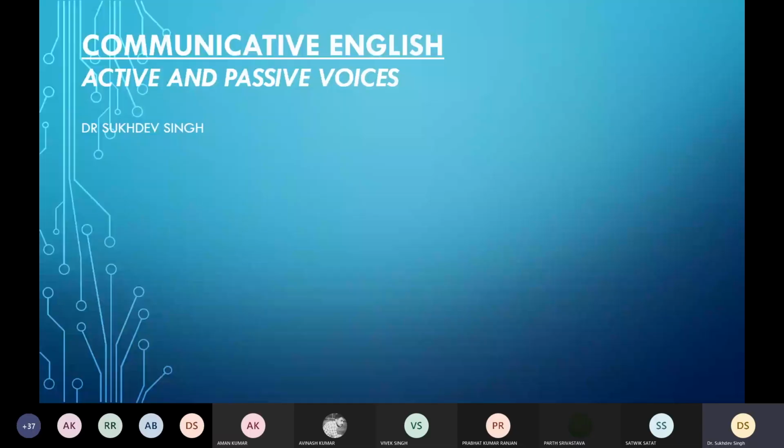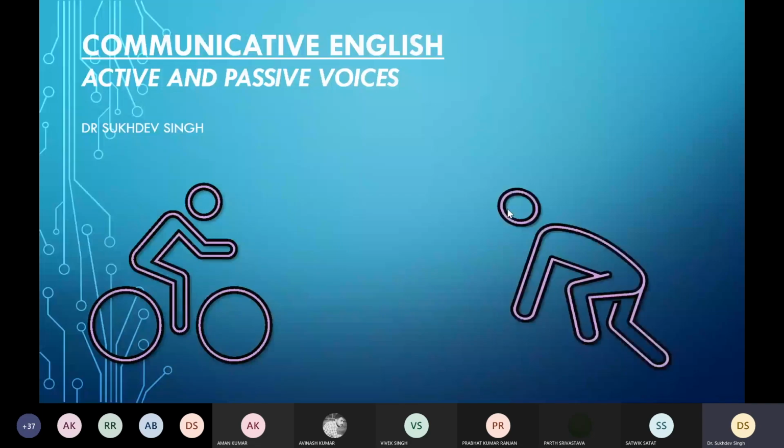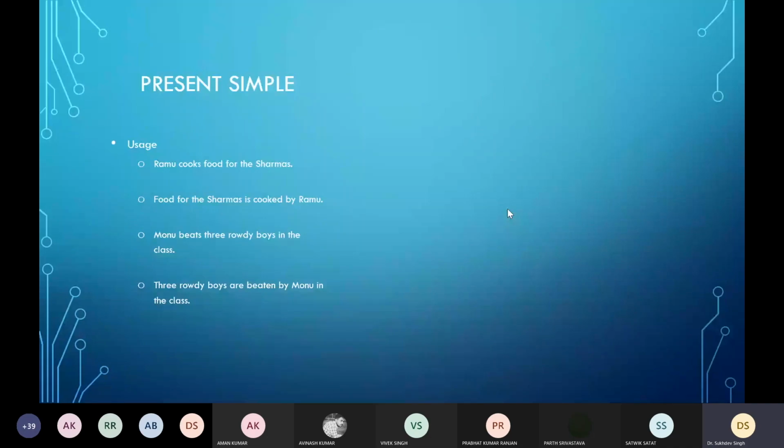Okay, so today's topic is active and passive voices. These are also two ways of forming sentences that we learn in communicative English. And these you will learn through tenses. Each tense will have a passive voice. You already remember the rule about present simple.